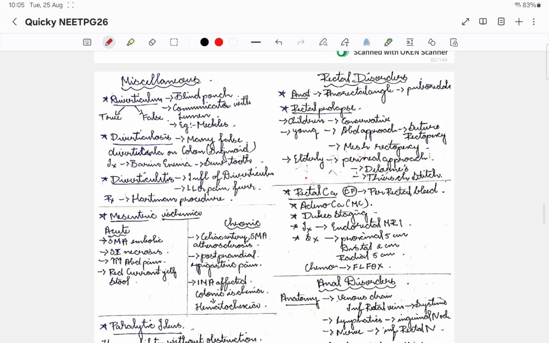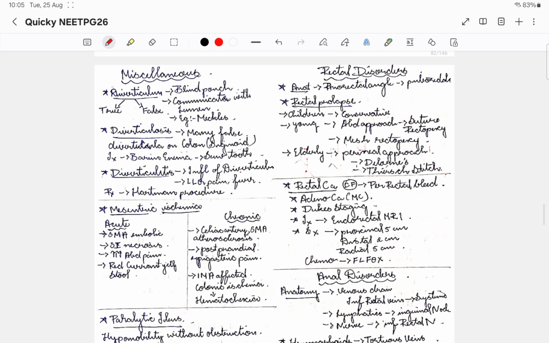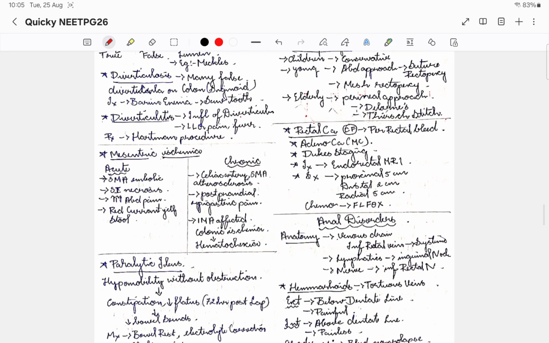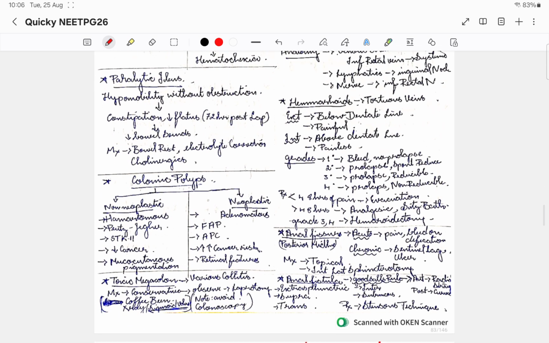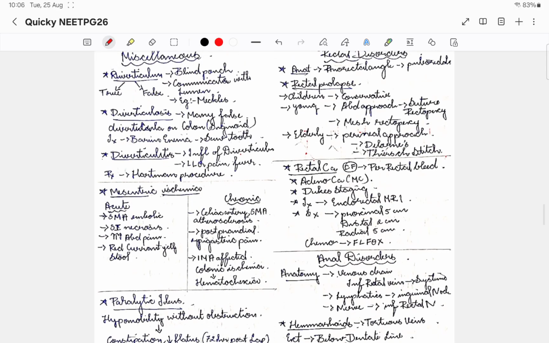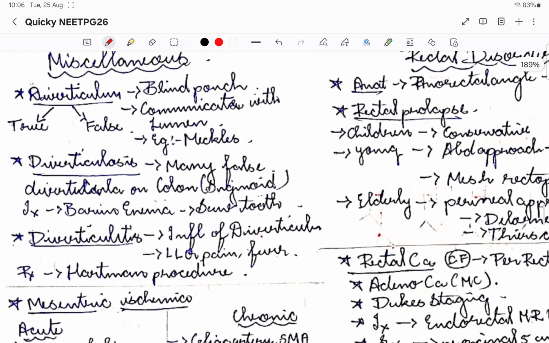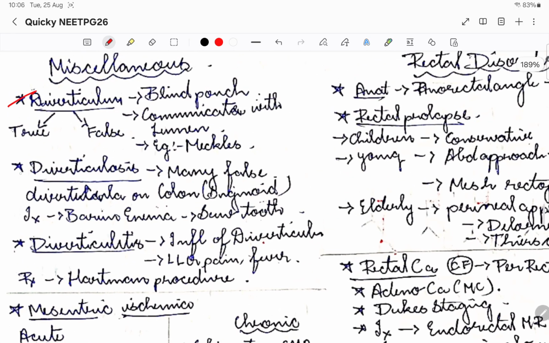So now let us see some of the miscellaneous things with respect to the intestinal tract, that is all the small intestine and large intestine, and then we'll go to rectum and anus, okay. Then we'll be done with gastroenterology, okay. So the thing is, with the miscellaneous topic, there is something called as diverticulum, diverticulosis and diverticulitis.